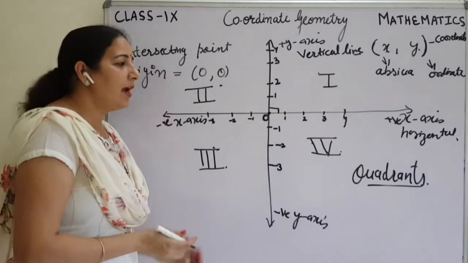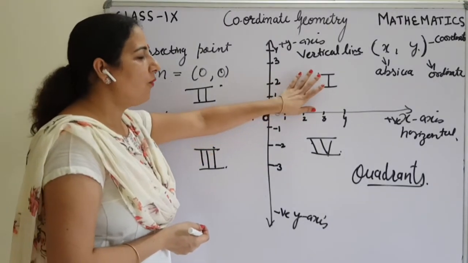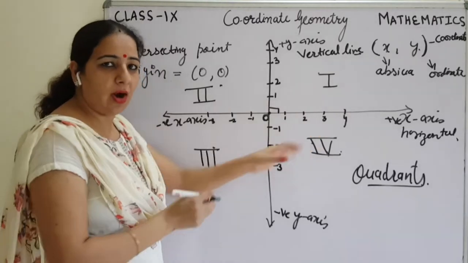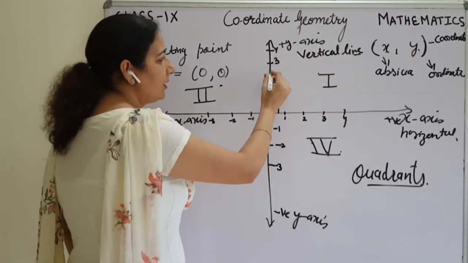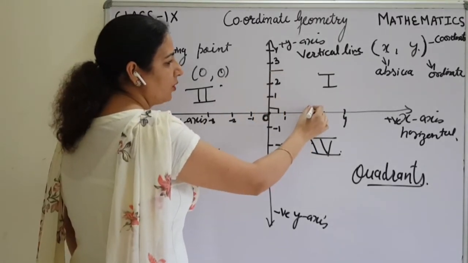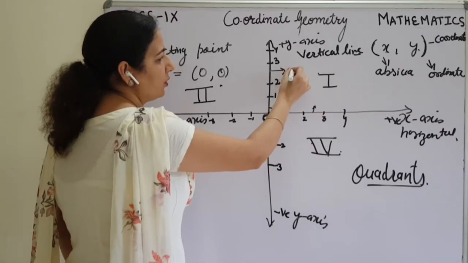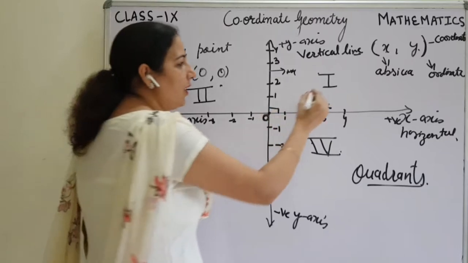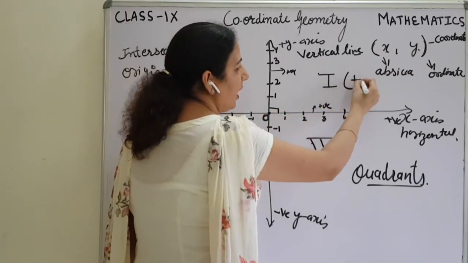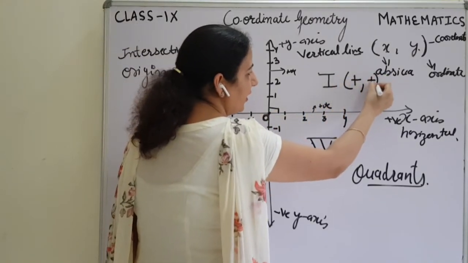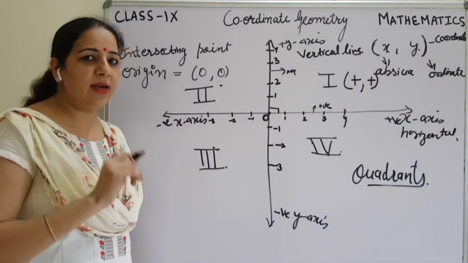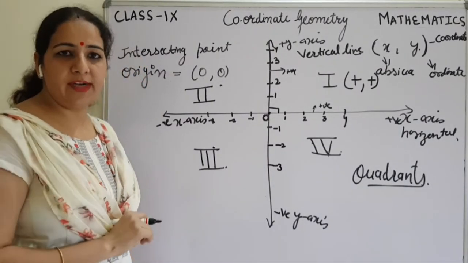Fine students, now we are talking about the first quadrant, the type of coordinates in the first quadrant. In the first quadrant, see, positive and positive. They both are positive, x-axis also and y-axis also. So in the first quadrant, both the x point and y point are positive. So in the first quadrant, positive points will come.